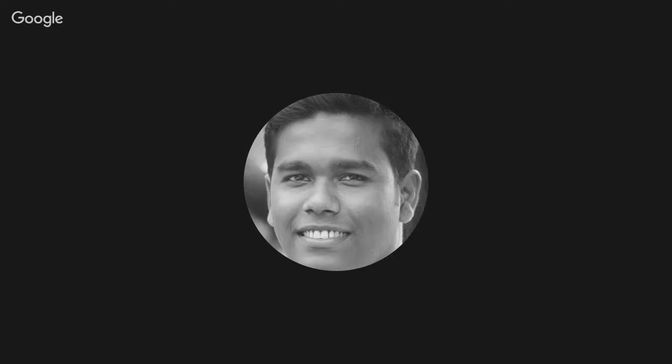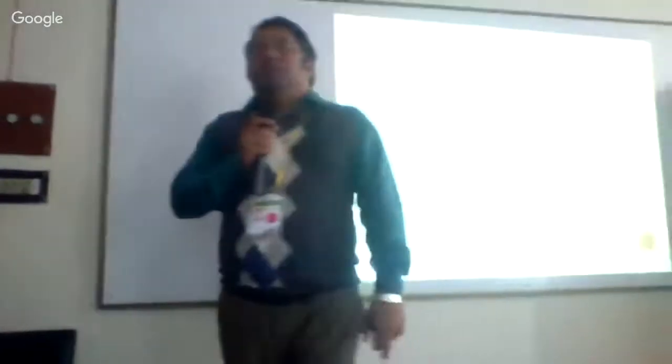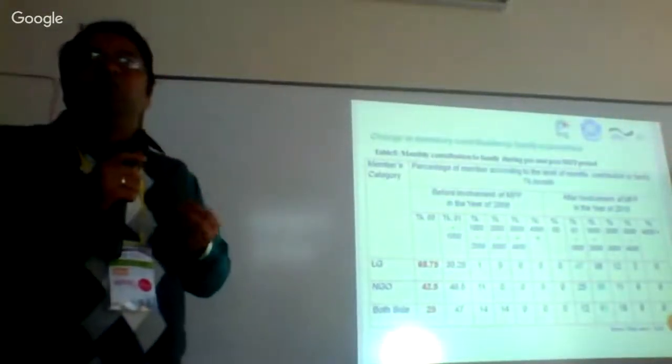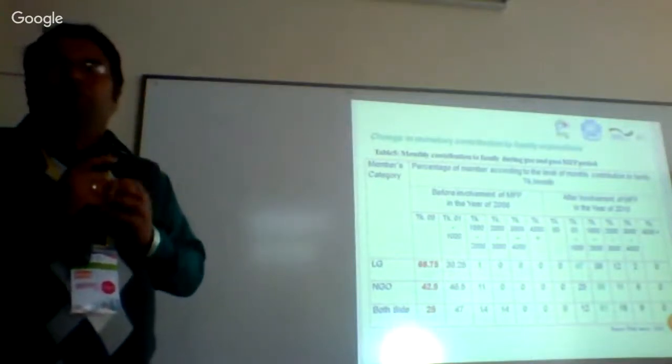And what would be that amount? The amount in 2006 was 68%, 42%, 25%. But after the involvement in the project in 2010, that goes to 47, 58, and 61. That means they are now sharing their home expenditure, and they are now contributing to their family members, and to resource mobilization.